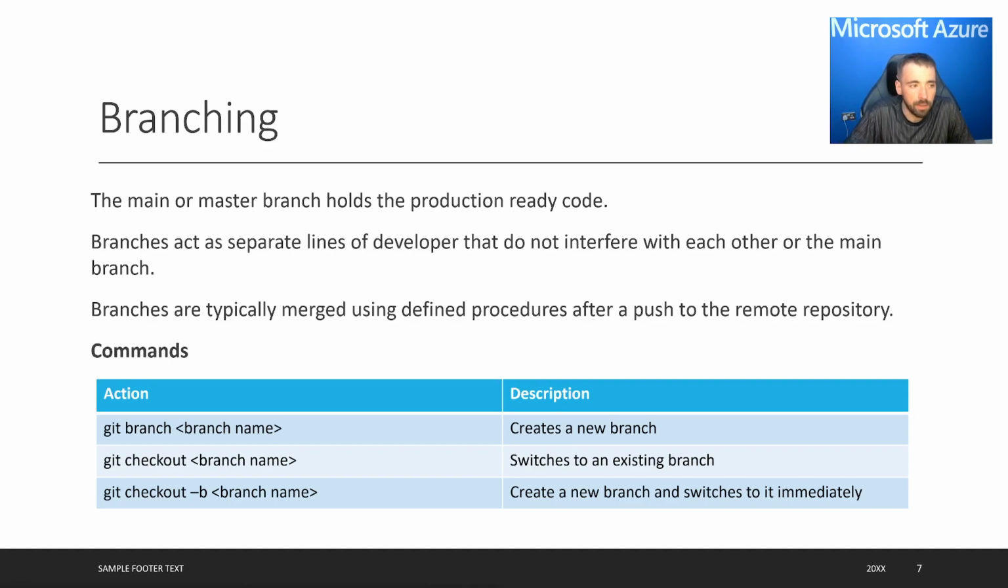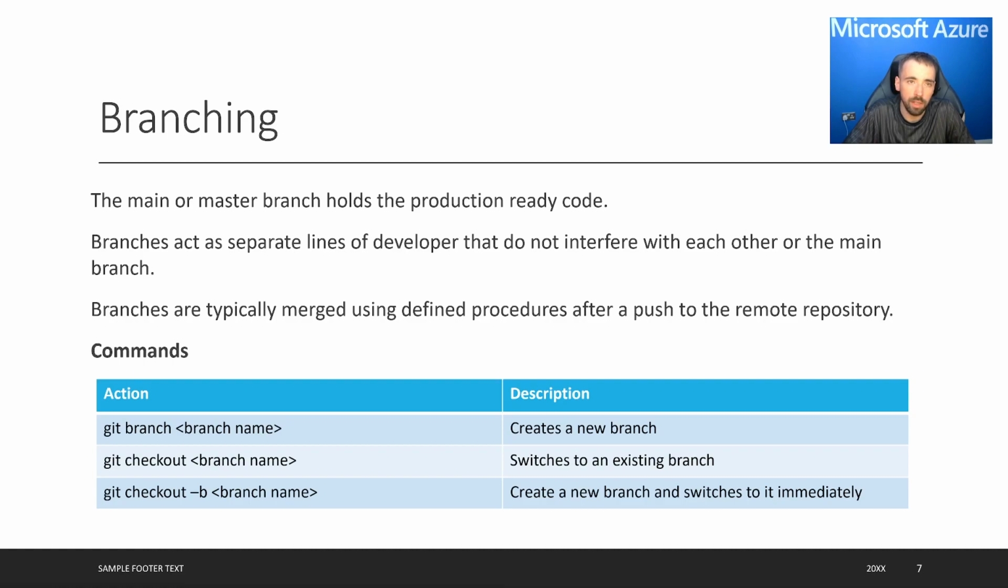So then we've got some commands in relation to branching. We've got git branch, and this just creates a new branch. So if we've got the repository cloned to our local PC, we've got all the branches there that currently exist. We can create a new one by running git branch and then the name of the branch. We've then got git checkout, and this allows us to switch to another branch.